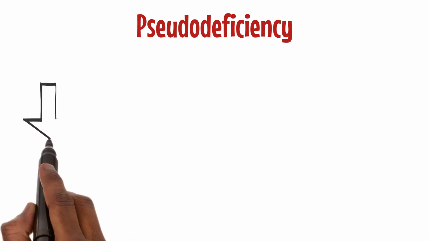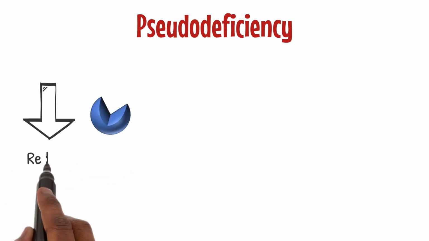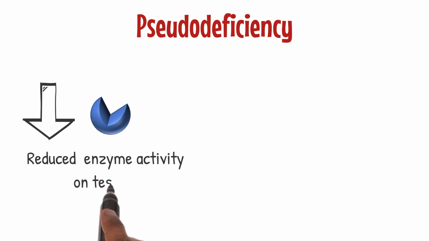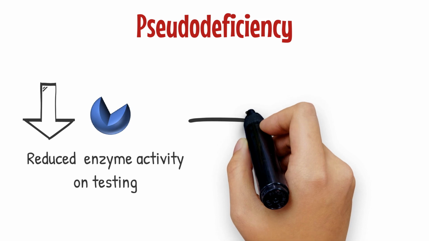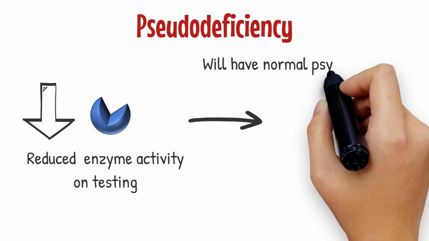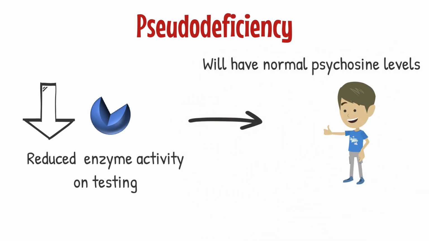Pseudodeficiency, which is commonly seen in lysosomal disorders, means that an infant's galactocerebrosidase enzyme levels appear low upon testing, but this decreased activity does not cause disease. Follow-up testing will demonstrate normal psychosine levels. These infants do not have and will never develop Krabbe disease.